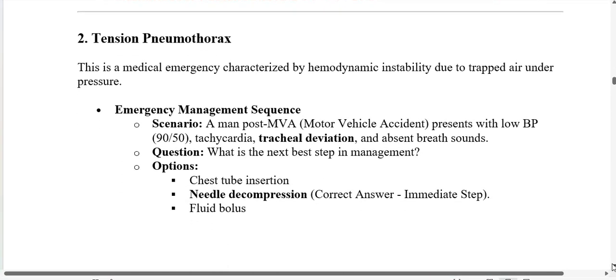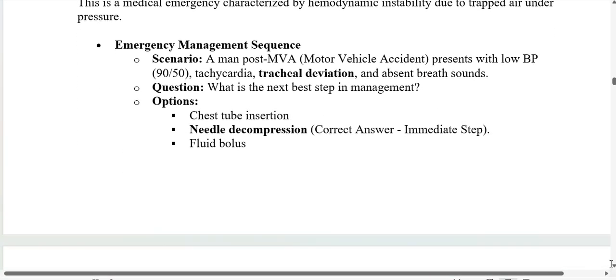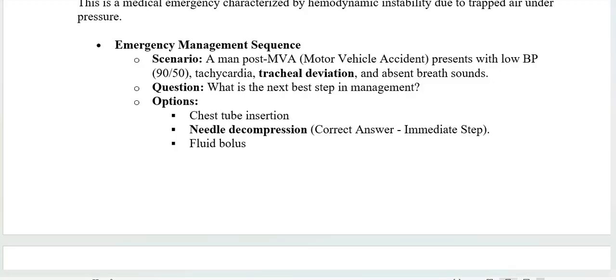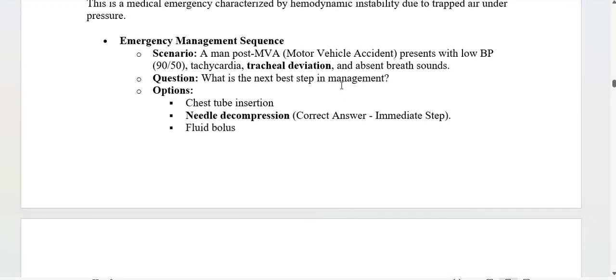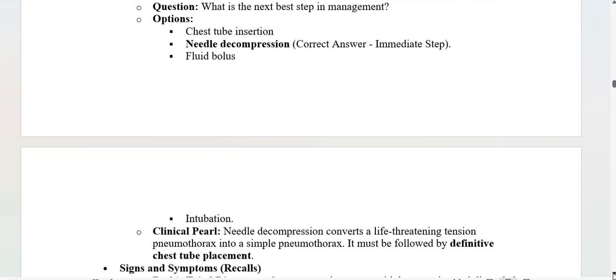This is a medical emergency, as we already know. A man post motor vehicle accident presents with low blood pressure, tachycardia, tracheal deviation. Emergency needle decompression, right? It's simple.